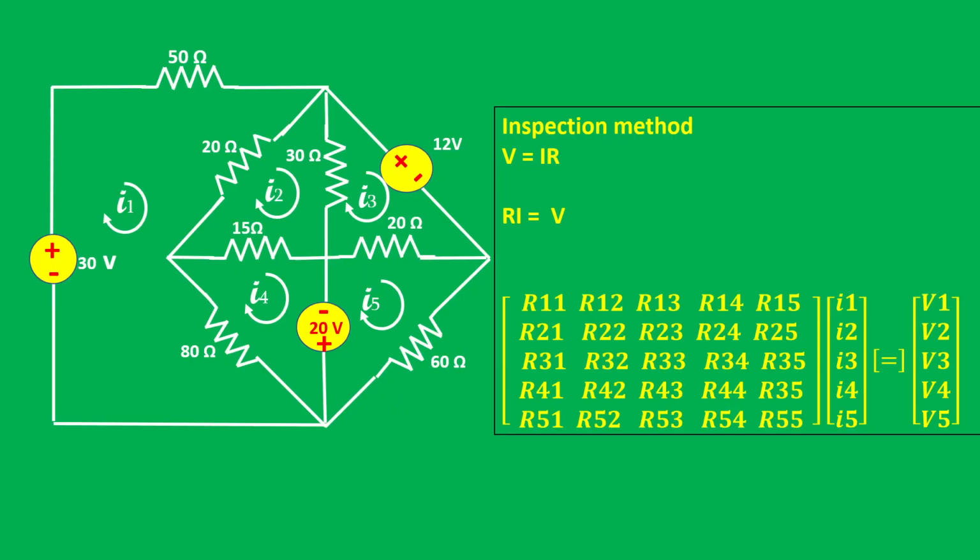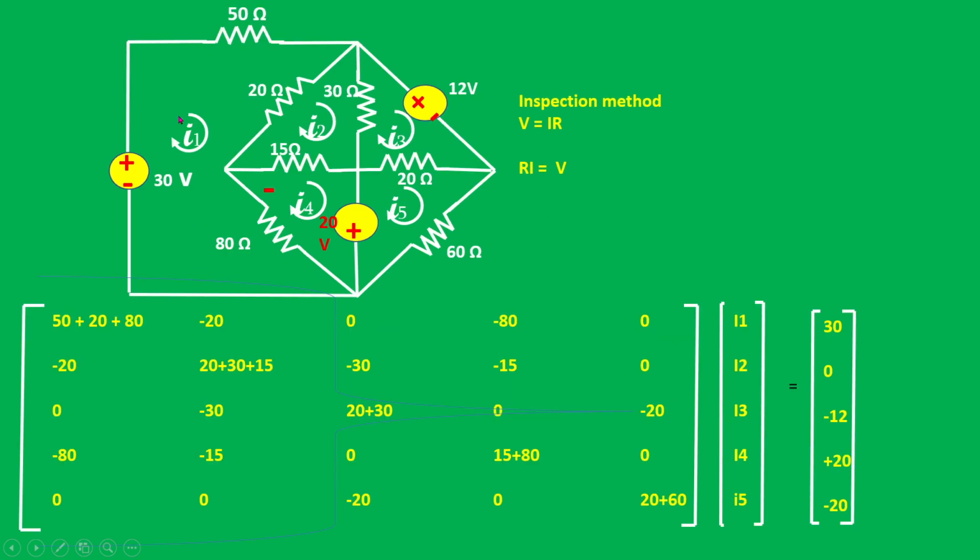Okay, by inspection method, V equal to IR, this is Ohm's law, we know. Then it can be written as RI equal to V. So we form this R matrix multiplied by I matrix, which is equal to this voltage matrix. So we are going to solve now. How many loops we have? This I1, I2, I3, I4 and I5. So 5 loops.